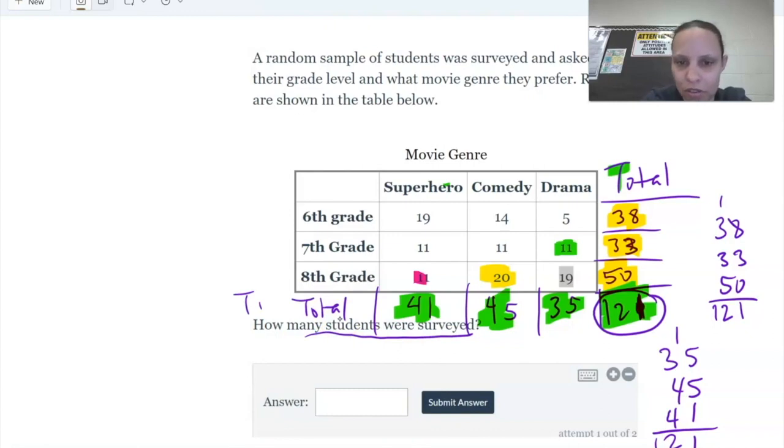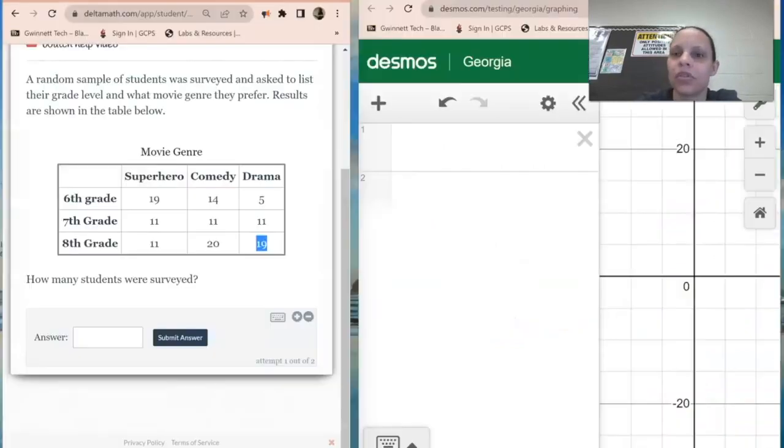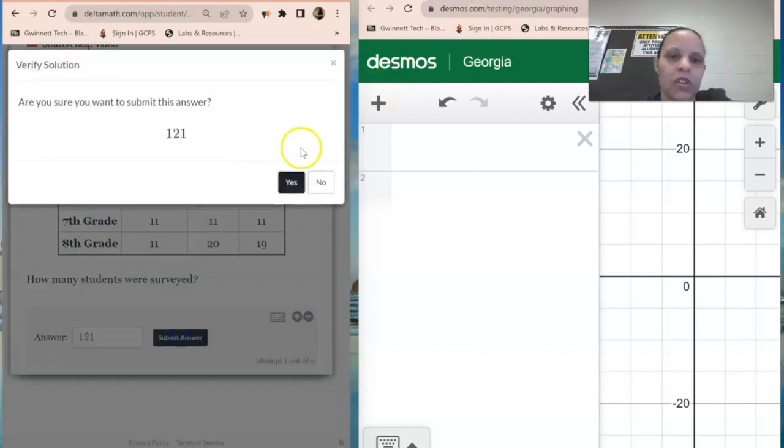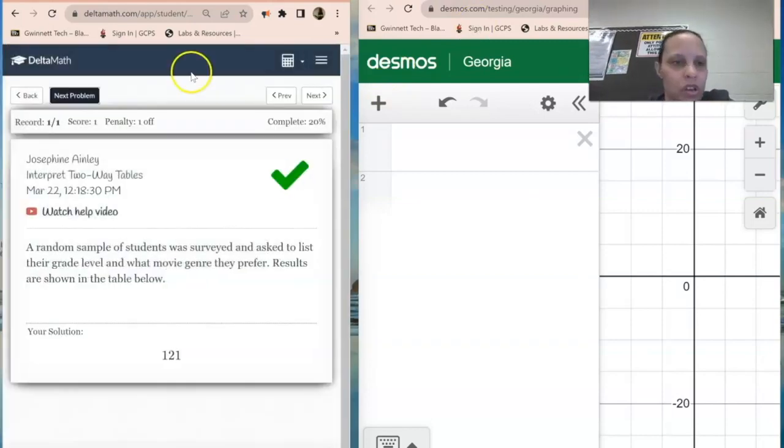So eighth graders, superhero movies, 11, and so forth. So that's how you read the table. So regardless of what the question is, that's how you read it. So 121 was my total number of students surveyed. So those will be all the kind of questions that they're going to ask you.